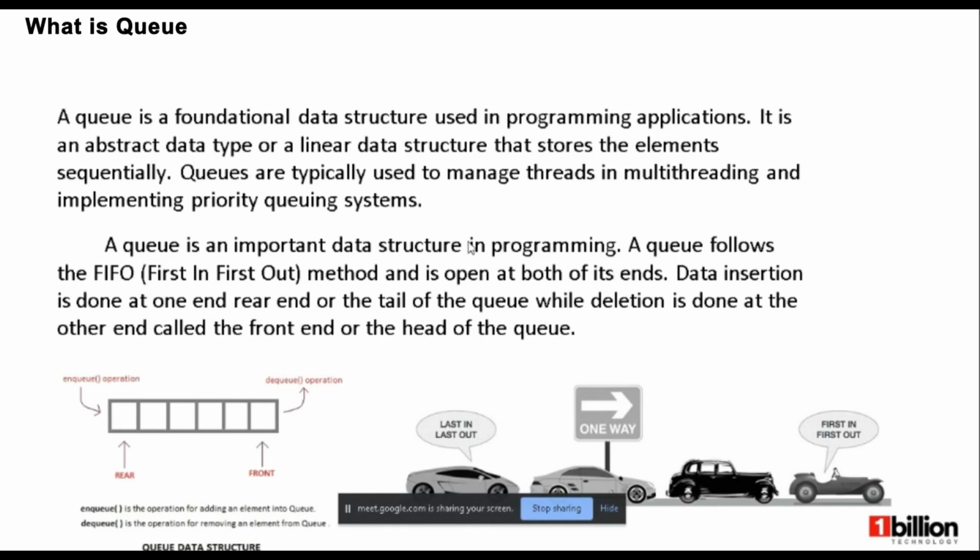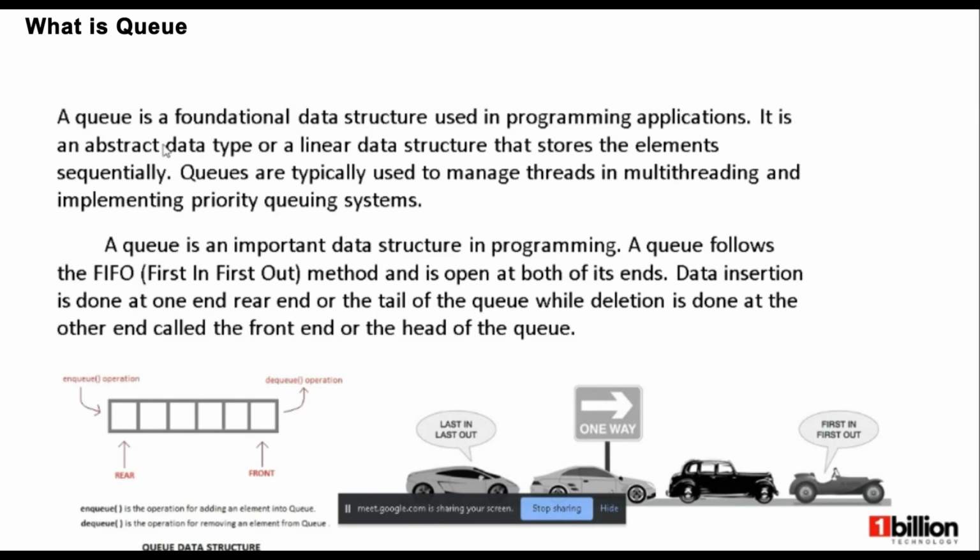In a circular queue, the last node is connected to the first node. It is also known as a ring buffer as all the ends are connected to another end. Insertion takes place at the rear of the queue and deletion at the front of the queue.